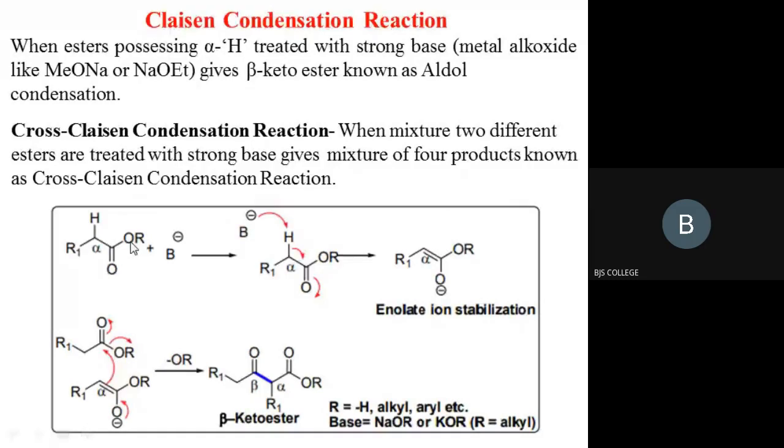Just like in aldol condensation, two different aldehydes, or one aldehyde and one ketone, or two different ketones, when they undergo condensation, we call it a cross aldol condensation. Similarly, if you have two different esters condensing with each other, then it is called cross Claisen condensation reaction. Now, how does this reaction take place?